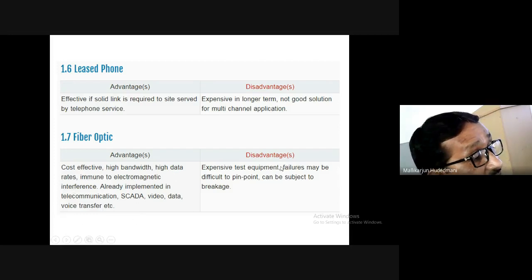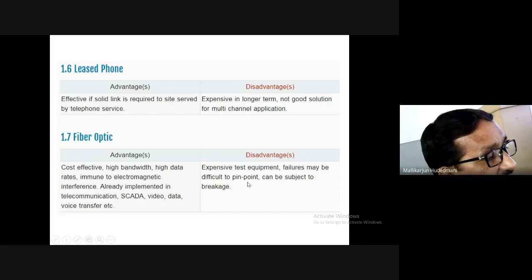But when you see the disadvantages of it: expensive, test equipment also costlier, failure may be difficult to pinpoint, can be subject to breakage. This is the other side reality of it. Once there is a defectiveness in the system, troubleshooting it and tracing it from point to point become a challenge. This is a disadvantage, and the initial investment is very high. It is expensive to trace it, to operate it also, and cost-effective equipment needs to be justified.